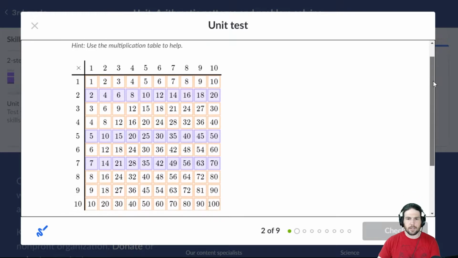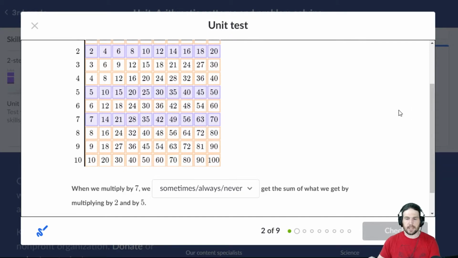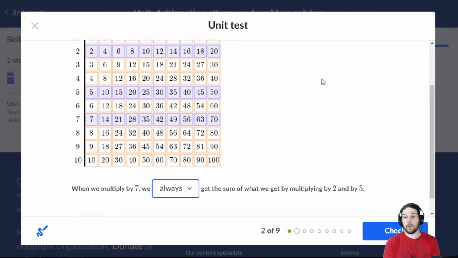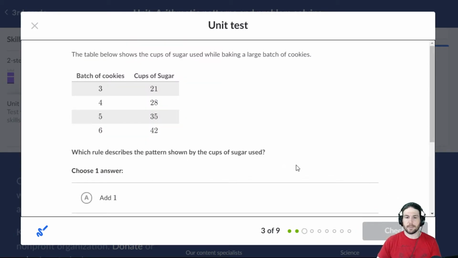Fill in the blank with the correct answer choice. When we multiply by 7, we always, sometimes, never get the sum of what we get by multiplying by 2 and by 5. I'm going to say always. That is distribution. If I multiply by 2 and then I multiply by 5 and then I combine them, I almost got that one wrong, friends.